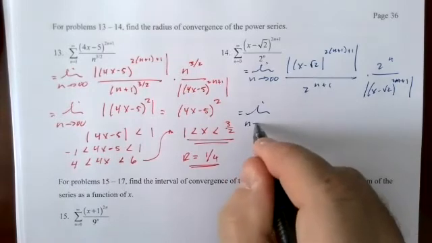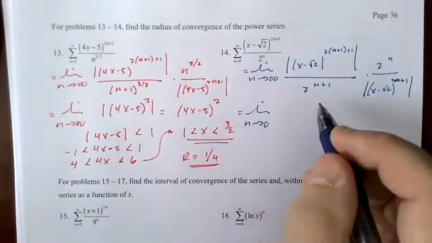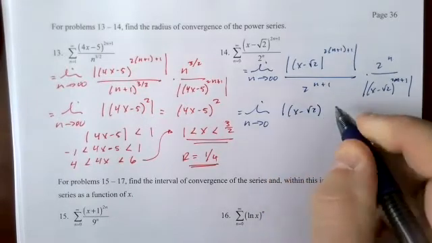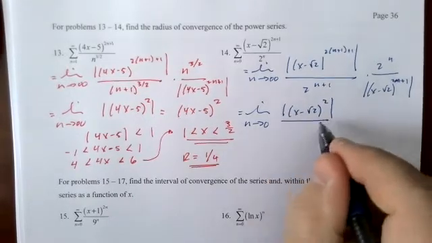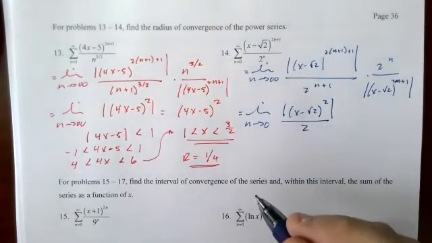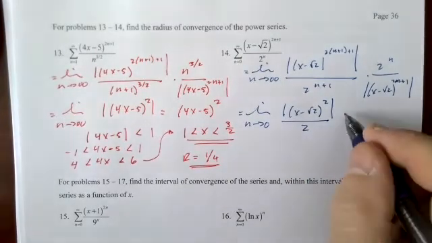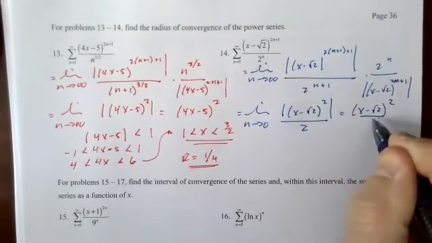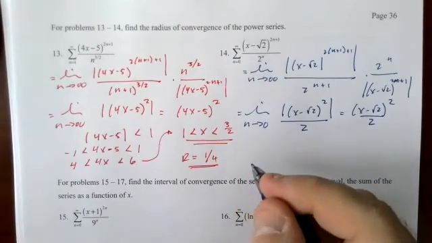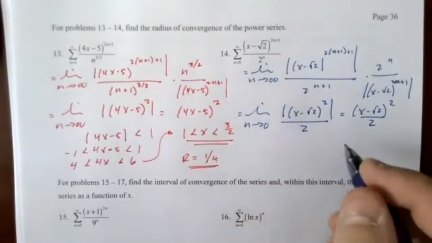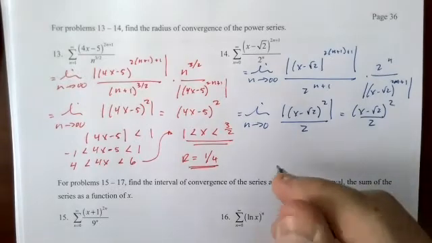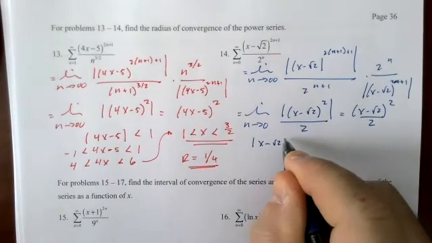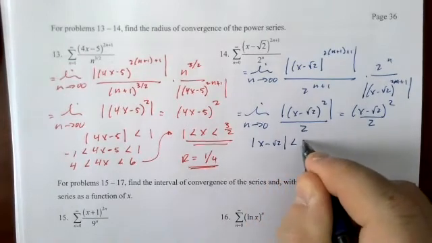Equals limit as n goes to infinity. We'll have a 2 on the bottom, and we'll have x minus root 2 squared over 2. Throw out the absolute value because it's being squared. Multiply both sides by 2 and then take the square root. So we end up with absolute value of x minus root 2 has to be less than square root of 2.